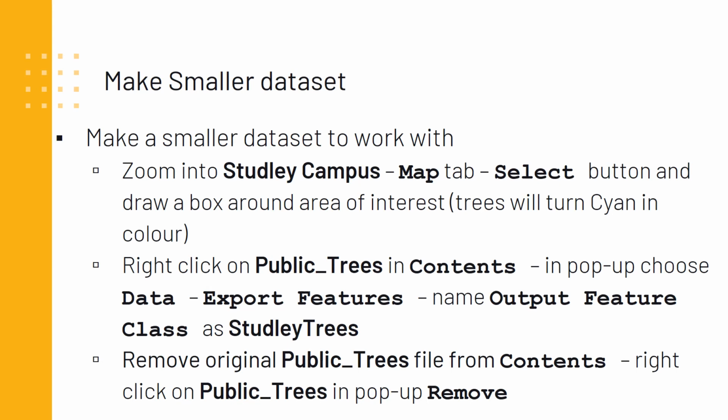We're going to make a much smaller data set than the nearly 70,000 records that we downloaded. So zoom in to Studley Campus. Once there, go to the Map tab, use the Select button, and draw a box or a polygon around the area of interest. When you've selected the points, the trees will turn cyan in color. Then right-click on Public Trees in the Contents panel on the left side. It's going to bring up a pop-up. Choose Data, Export Features, and name the output feature class as Studley Trees. Then remove the original Public Trees file from the contents by right-clicking on it in the Contents panel and choosing the Remove option.